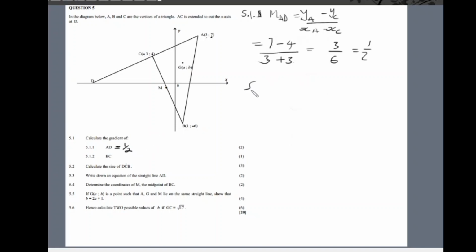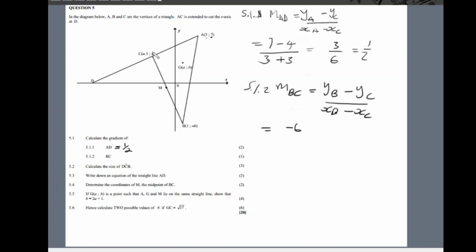Okay, and then 5.1.2, the gradient of BC. The gradient of BC is m_BC. We're going to look at y at B minus y at C, all over x at B minus x at C. Y at B is minus 6, therefore when we see y at B, we just put minus 6.